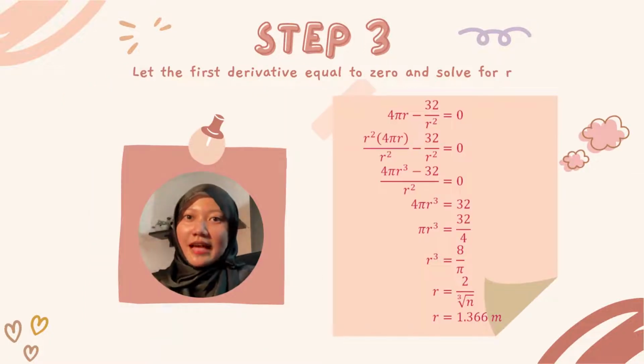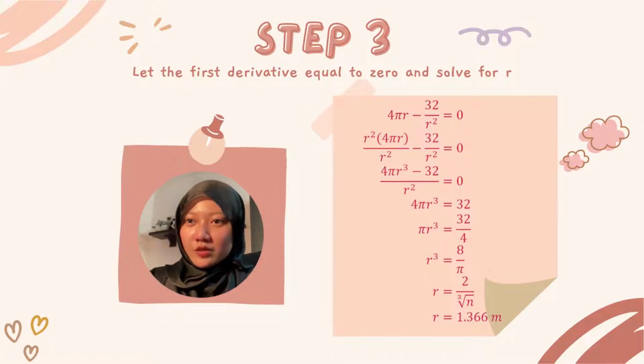Step number 3 is let the first derivative equal to 0 and solve for r. First derivative is 4 pi r minus 32 over r squared. To get the common denominator, we need to multiply the equation with r squared. Now, we will get 4 pi r cubed minus 32 over r squared equals to 0. Then, we multiply the denominator with 0. Now, we will get 4 pi r cubed equals to 32. We bring 4 to the right hand side, 32 over 4 will become 8. The equation now is pi r cubed equals to 8. We bring pi to the right hand side, so r cubed equals to 8 over pi.